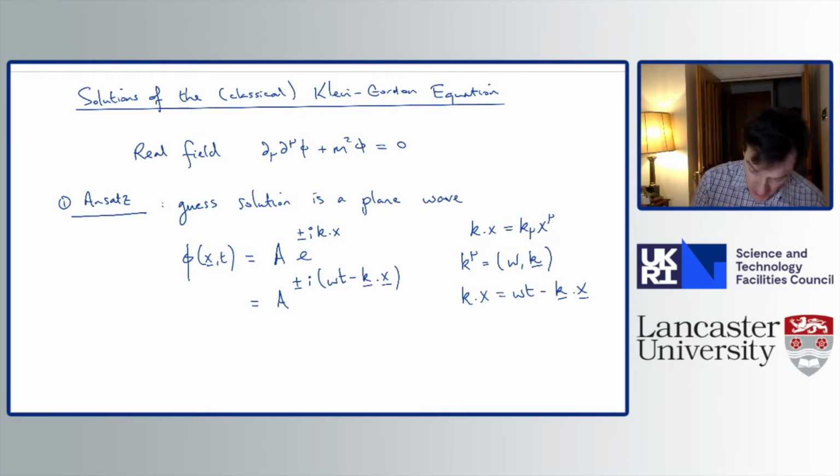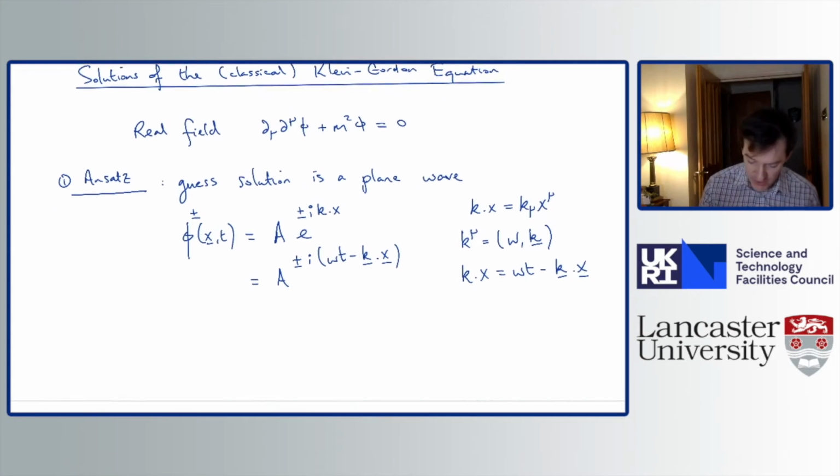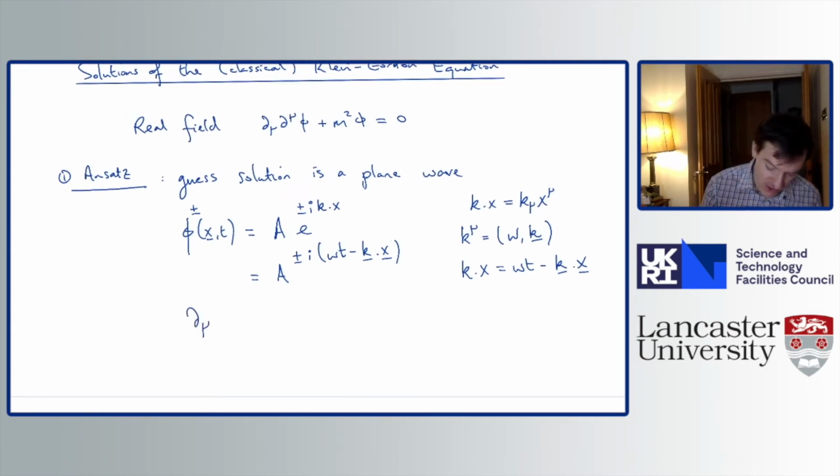So how do we show if this is a solution? Oh, maybe one other thing I should do. Let me put a plus and minus on the phi's here, to tell me what sign in the exponent I have. So this ansatz is going to be a solution to this wave equation if it satisfies the wave equation. So let's substitute it in and check to see if it is a solution. To substitute it in, we need to differentiate the field.